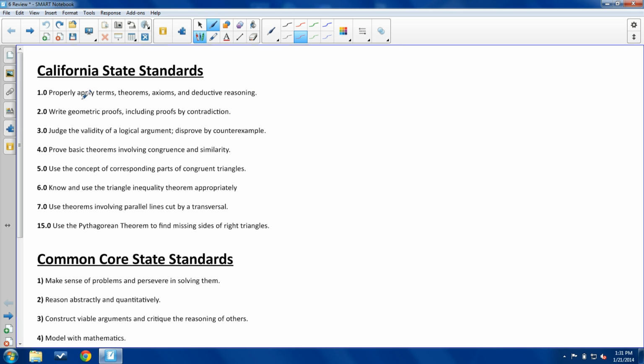I should have put Unit 6, but I'm going to start with this one, 1.0, properly apply terms, theorems, axioms, and deductive reasoning. So as you're being asked a question, thinking about properly applying terms, you can apply terms improperly quite often. For example, and this is kind of a poor example, I suppose, but if we're talking about side angle side, and you're trying to prove that two triangles are congruent, you say triangle ABC is congruent to triangle DEF, and you say by side angle side similarity.